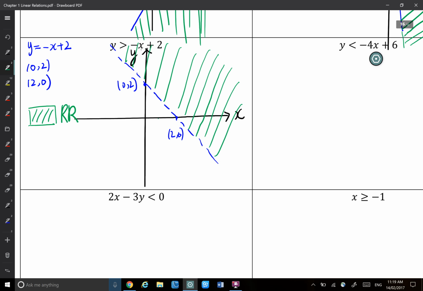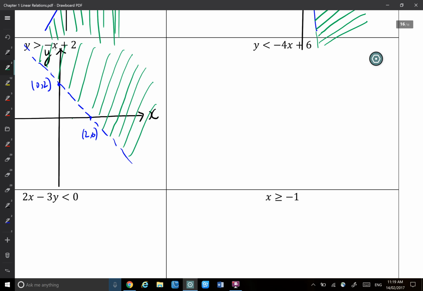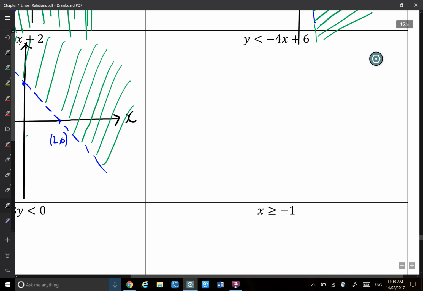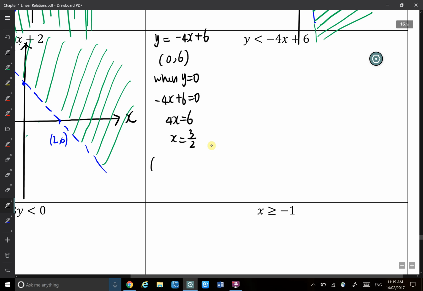Next one. Next one is y smaller than minus 4x plus 6, so it will be something below the line. We need to sketch y equals to minus 4x plus 6 first. So we'll have the point 0, 6. And when y equals to 0, minus 4x plus 6 equals to 0, so 4x equals 6 and x will be 3 over 2. So 3 over 2, comma 0 will be the other point.